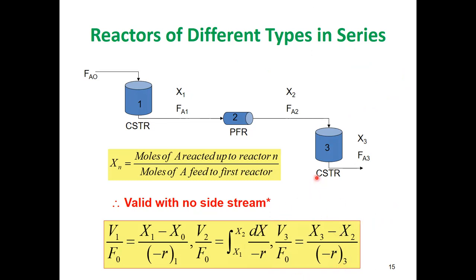The third formula is for the third reactor, which is another CSTR. So this is V3, this is still FAO. So this one, and you have conversions here, X3 and X2, and you have rate 3 here. Rate 3 then would be k CA3, or if it's second order with two species A and B, it could be k CA3 CB3. So that is why it's specified there as rates 1 and 3. Okay? So that's for three different reactors connected in series.